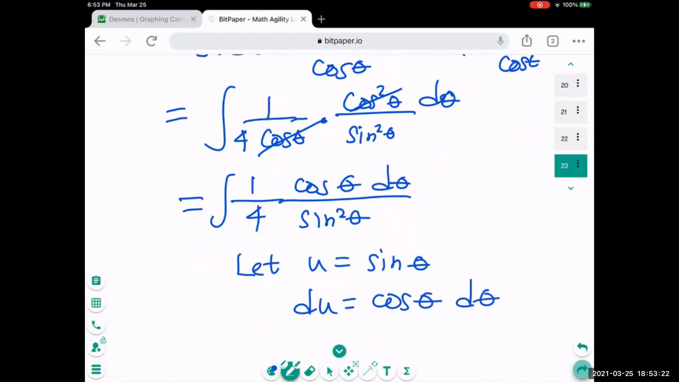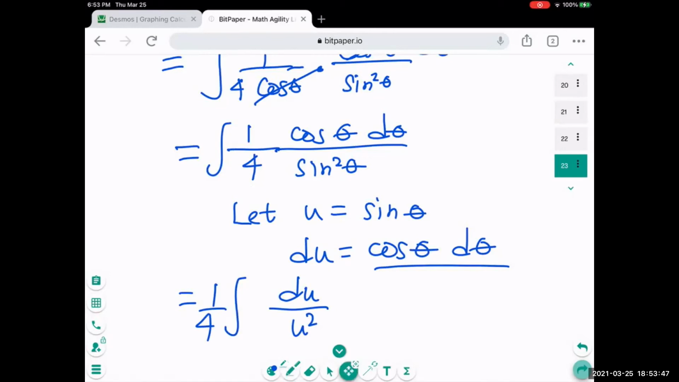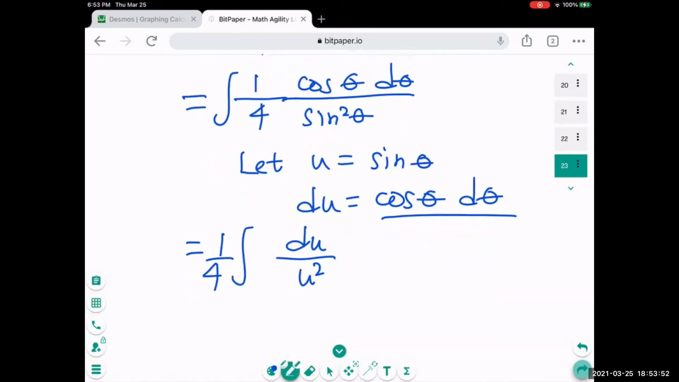So if you can see, the u is whatever is in our denominator. So the 1/4 still remains there, so we can take it out of our integral. And then the cosine theta d theta is du, and the sine squared theta is u squared. Right? So this is just an integration of power, so we have 1/4 u to the negative 2 du, right?